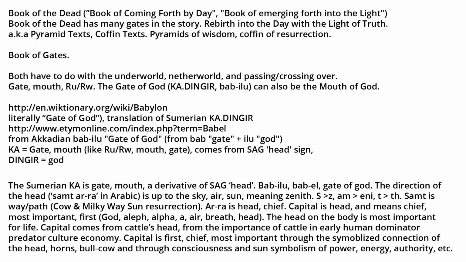And the capital is a word that comes from cattle's head. So the head on the body is the most important for life. Capital comes from cattle's head, from the importance of cattle in early human dominator predator culture economy. So the cattle, the head, again the head pointing upwards, and the horns as the emanations of the sun pointing upwards, aspiring for truth. So the capital of the head, the importance of the head of the cattle, comes from the cow. And you can see Ara, the head, the chief, the capital, pointing upwards towards the sky.